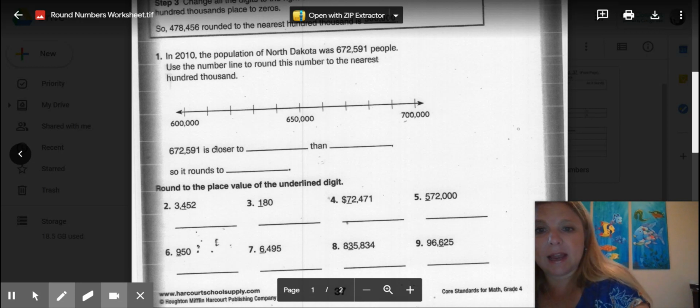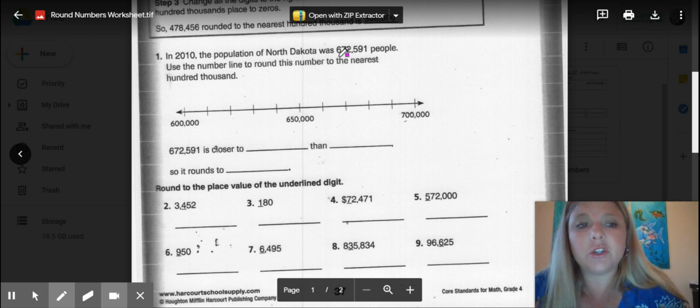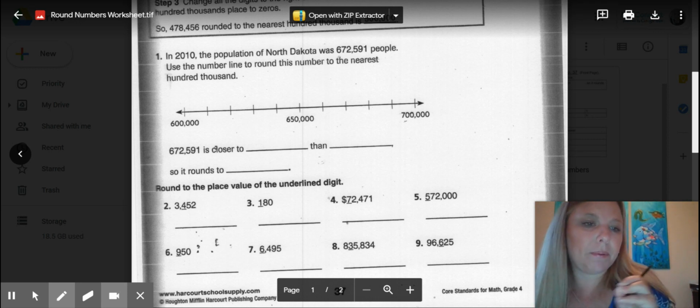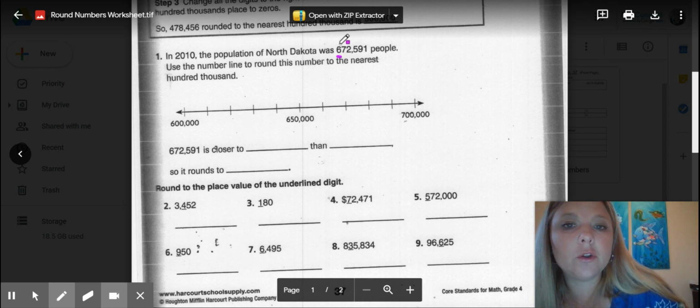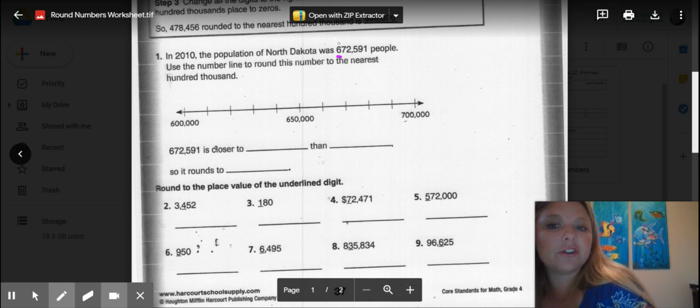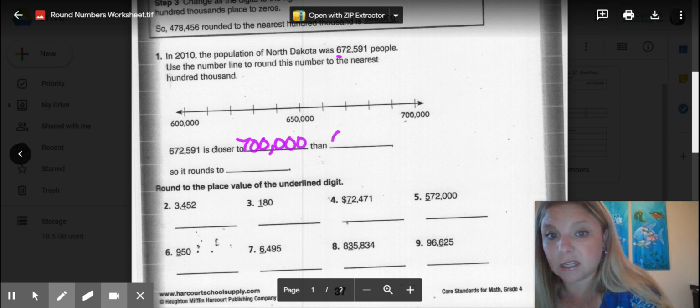When you're rounding, a lot of times you're rounding to the highest place value. In this case, I would underline the highest place value, which was a 6. Now, remember what we learned, that you look at the neighbor. That 7 forces that 6 to go up. So I know that 672,591 is closer to 700,000 than, and I'm going to go ahead and write down 600,000.